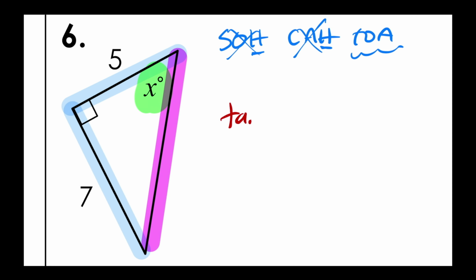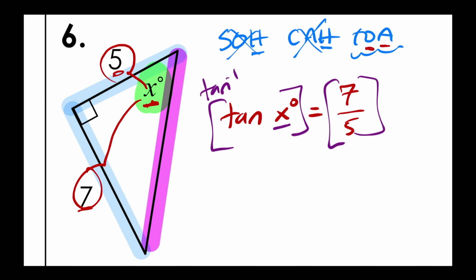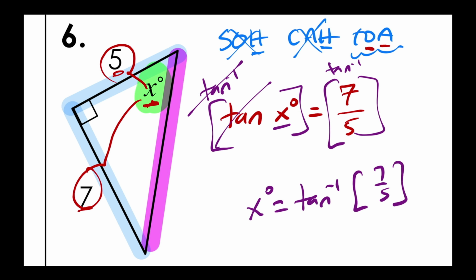So let's set it up. Tangent of that angle, tangent of x degrees, is opposite leg, 7, over adjacent leg, 5. And there's our setup, okay? It's tangent of that angle because we have opposite leg over adjacent leg. Now I want to get the x by itself. So to get rid of tangent, I have to do the inverse tangent, and I need to do it to both sides. Cancel, cancel. X degrees equals the inverse tangent of 7 over 5.